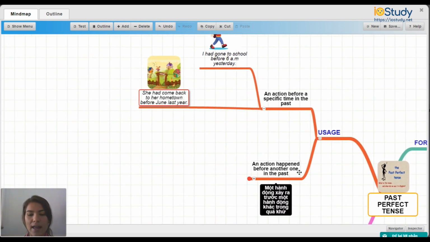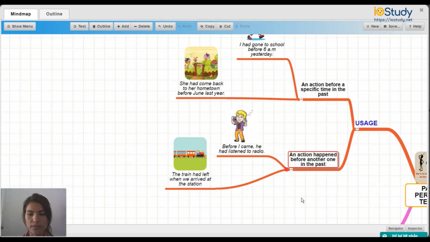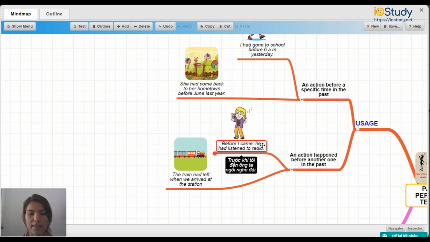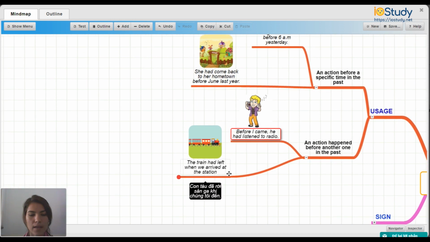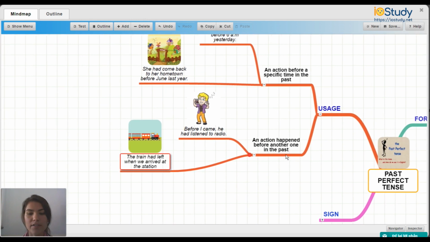Now let's look at an action that happened before another one in the past. Examples. Before I came, he had listened to the radio. And the train had left when we arrived at the station. So both of these are examples of the past perfect tense, where an action happened before another one in the past.